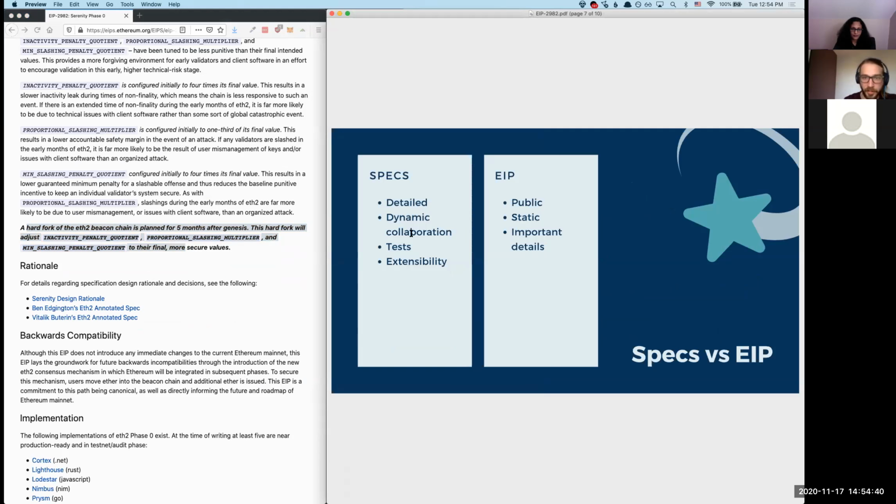Cool. Here's a little slide. It's probably not too relevant. The specs repo is detailed, very dynamic collaboration. There's a lot of tests and there's extensibility. We'll be using them for subsequent phases.